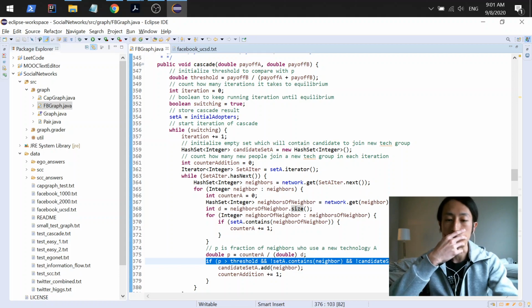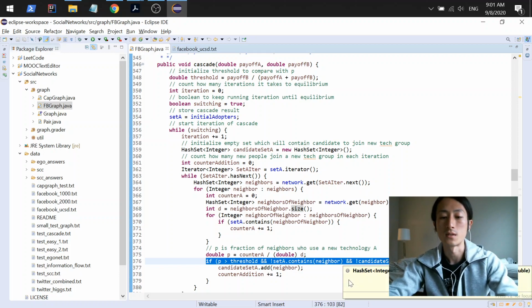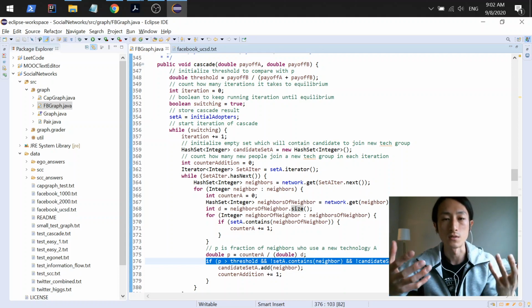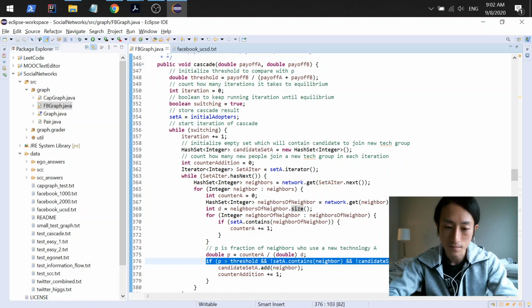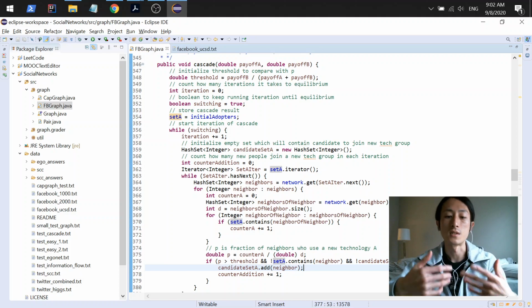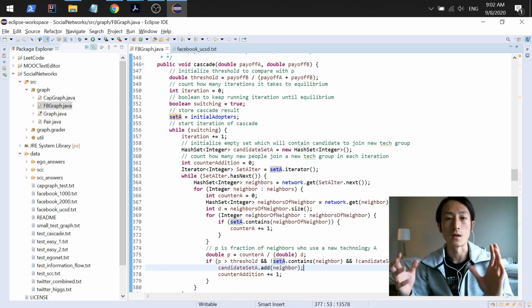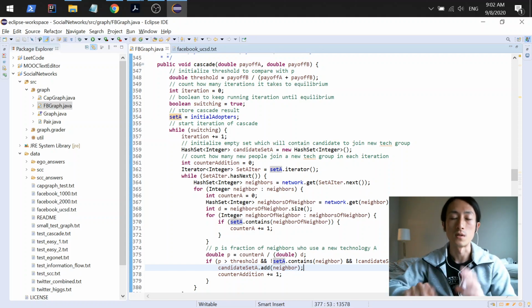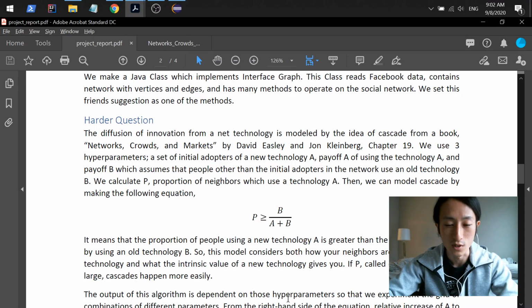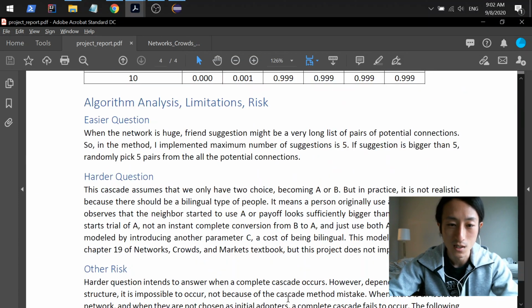I also don't want to have duplicates. So set A contains the hash set of the people using the new technology, and if the condition is satisfied, we convert those people, and they become people who are using the new technology A, and then we push them to the hash set of new technology people. So we can quickly see the result.